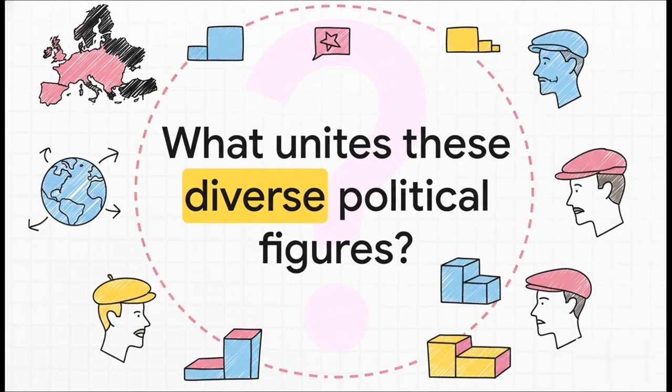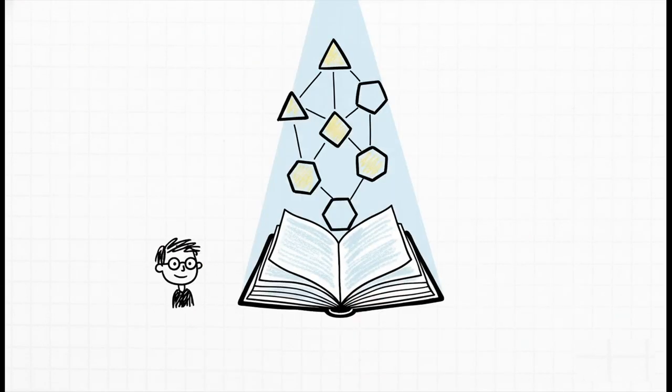Okay, let's start with a bit of a puzzle. I mean, look at these figures. On the surface, they seem like they're from different planets, fighting for totally different causes in completely different countries, and yet they all get tagged with the exact same label. Yep, that's the one. They're all called populists. And the big question is, why?